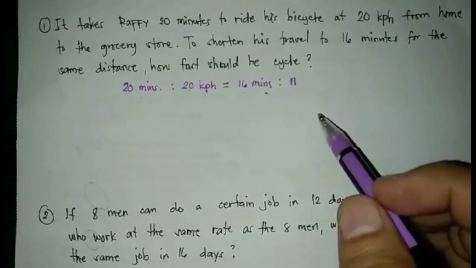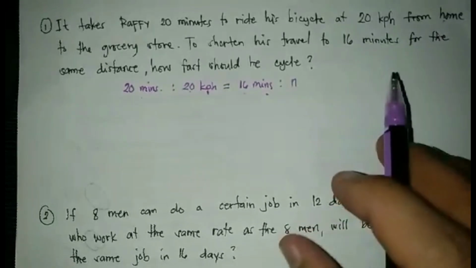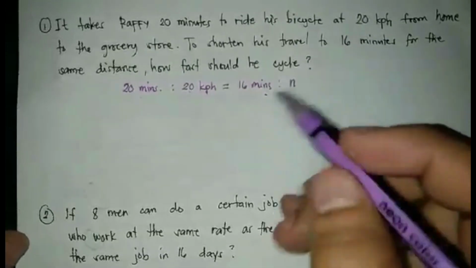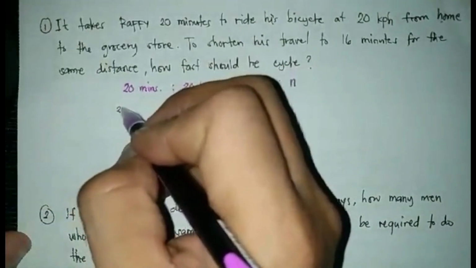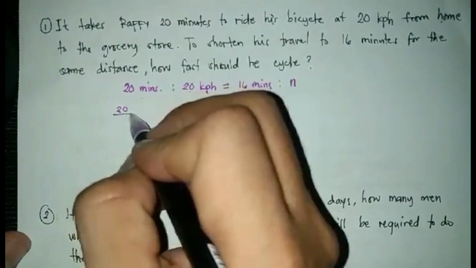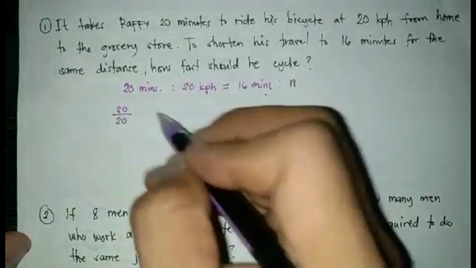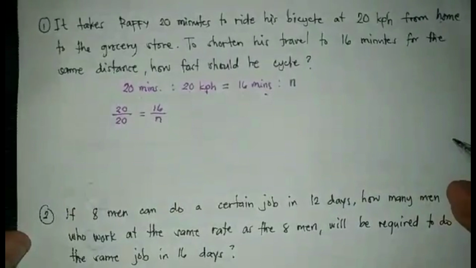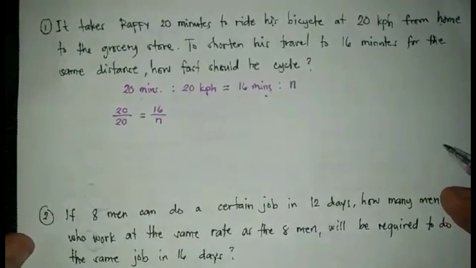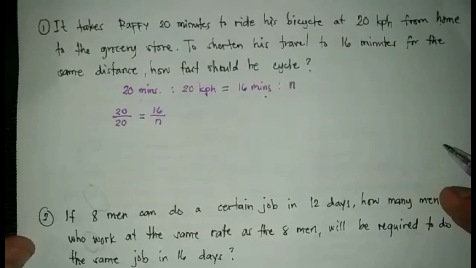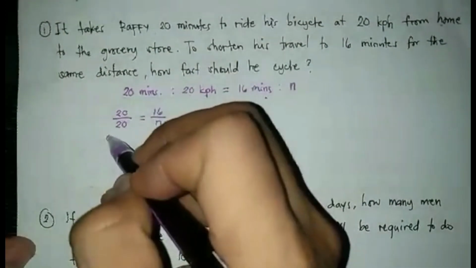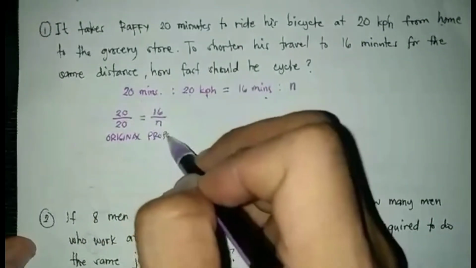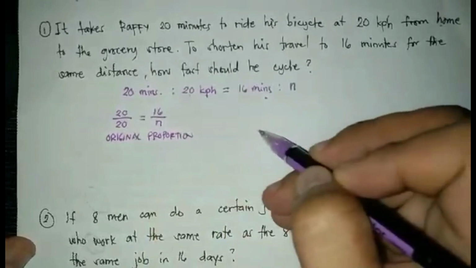Okay? So, yung computation niyan is ganito. Ako, usually, pag nagsosolve ako ng inverse proportion, yung ginagamit ko is yung fraction form. So, ilagay muna natin sa fraction form. 20 is to 20 equals 16 is to n. Pag magsosolve tayo ng inverse proportion, meron tayong tinatawag na original proportion, and new proportion.